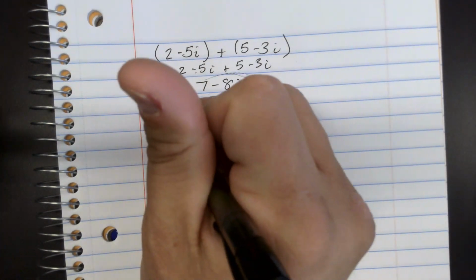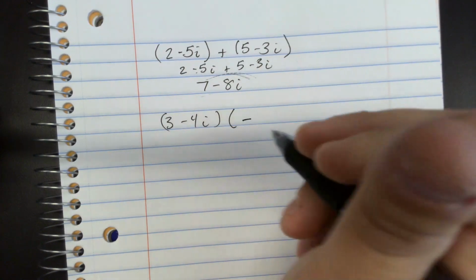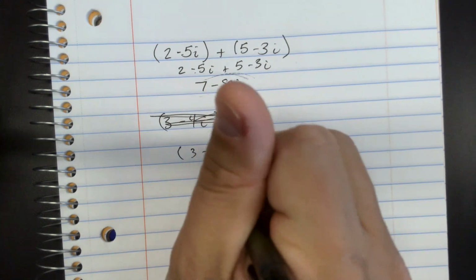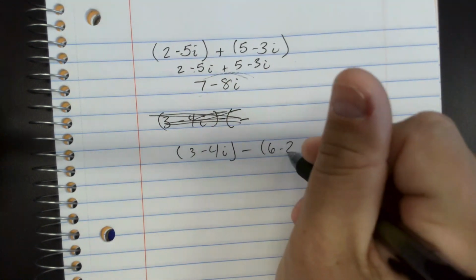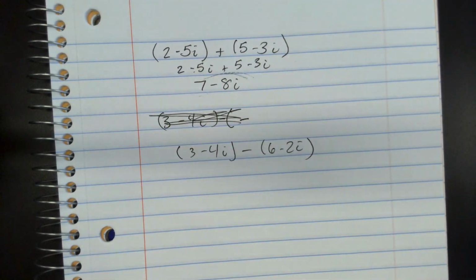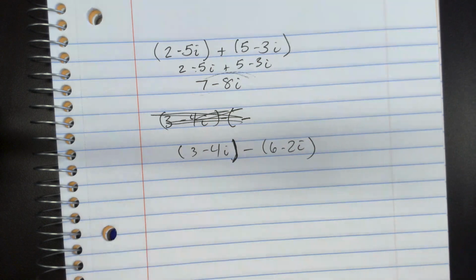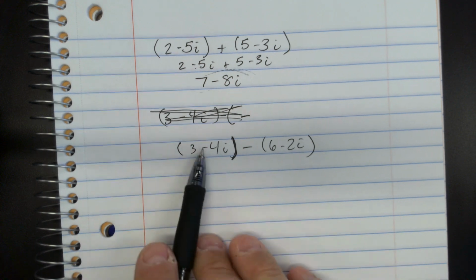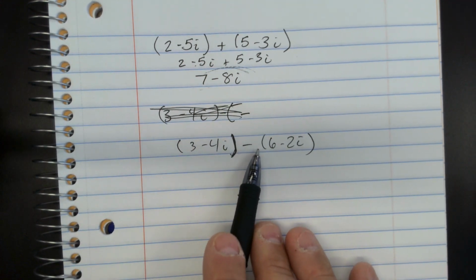So if we have a problem like this, 3 minus 4i minus, let me write it again, 3 minus 4i minus 6 minus 2i. Does it always have to be a minus 4i or minus 2i? What if it's a plus? It's fine, nothing changes. It doesn't matter what any of these signs are. The only difference is if this middle sign is a negative, we have to do something different.